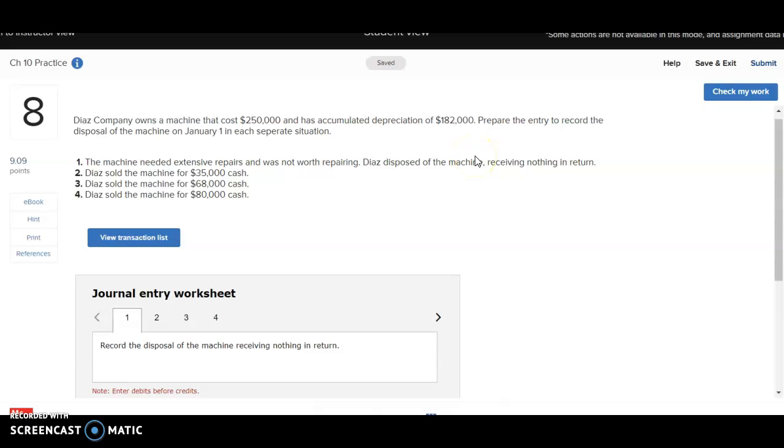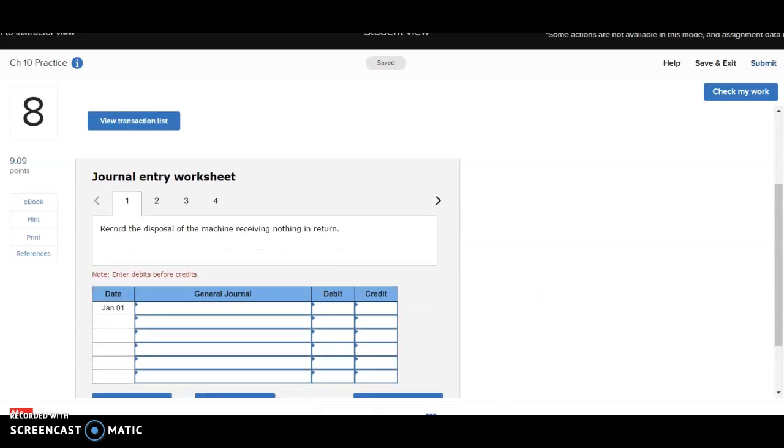Basically, that $68,000 book value, we're just chunking it. We're getting rid of it. So this one, we have to record the disposal of the machine with nothing in return. What that means is that $68,000 is now a loss. We're removing the machine and the accumulated depreciation from the books, and that's going to take care of the cost minus depreciation. But we have to figure out, what do we do with that other $68,000? That's recorded as a loss.